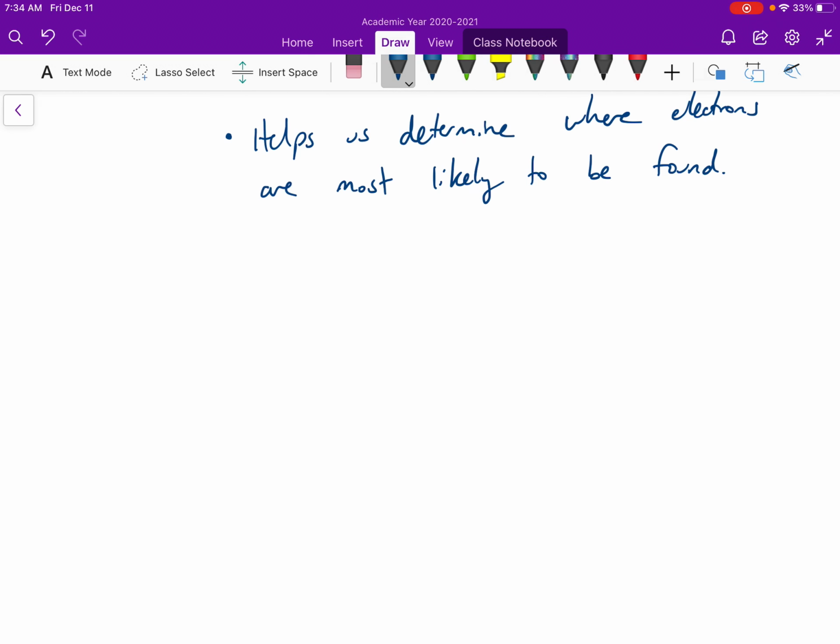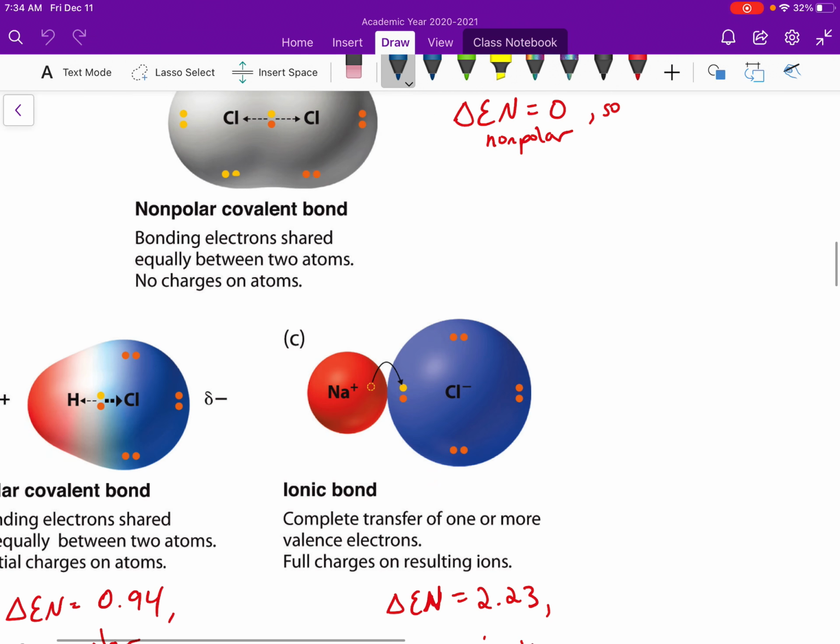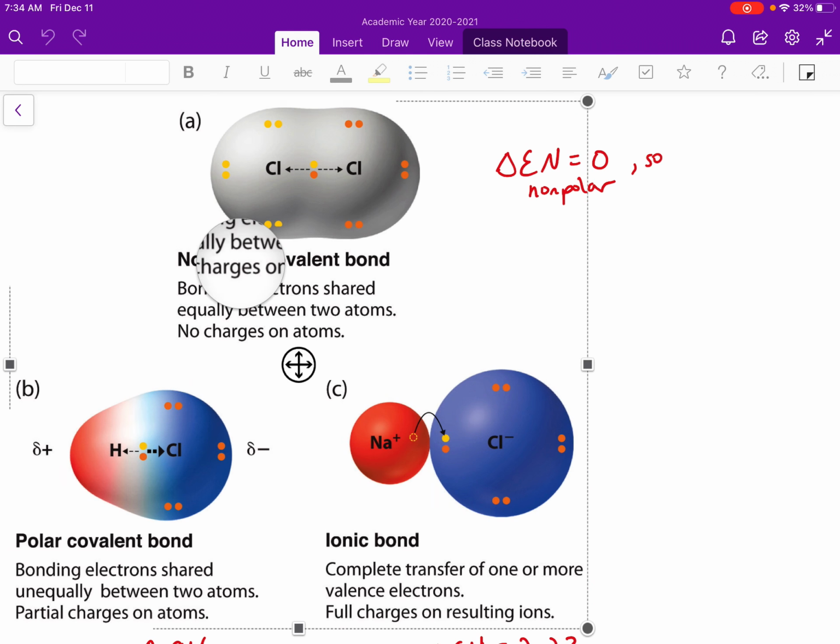We're going to look at 3 different compounds: NaCl, HCl, and Cl gas, Cl to Cl. Looking at these, we have an ionic and 2 different molecular ones, and we're going to look at whether they are nonpolar or not. So let me pull up another picture here so we can look at this. I'm going to copy that over.